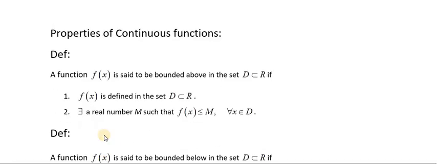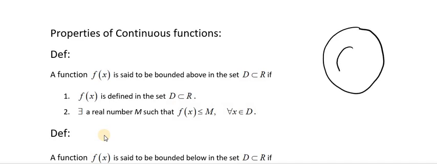Next we move to properties of continuous functions. Before going to prove properties of continuous functions, we need some definitions. First one is, the function is bounded above. Observe the definition. A function f of x is said to be bounded above in the set D, where D is a subset of capital R. Capital R is the real number system, so the elements of D are also real numbers.